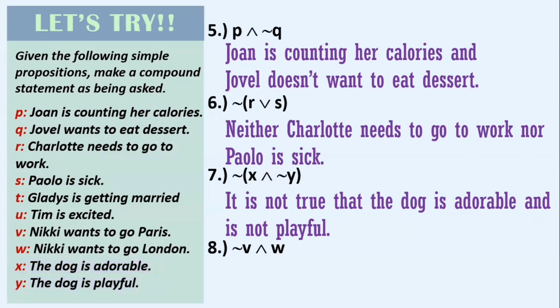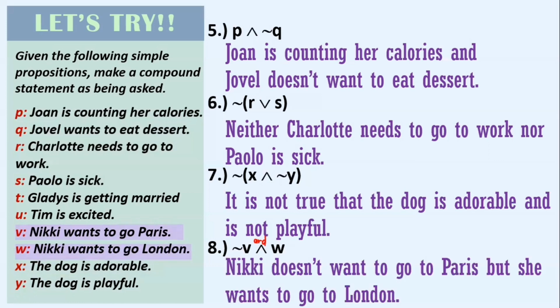Next, number 8. We negate V, and the operator we use is "and." So: negation of V and W. We have: Nikki doesn't want to go to Paris, this is the negation of V, but she wants to go to London, this is our W. So that's how we translate our sentential form into statements. By the way, the combination of the sentential variables and the operators that you saw is called the sentential form.